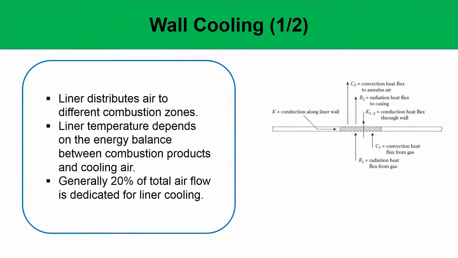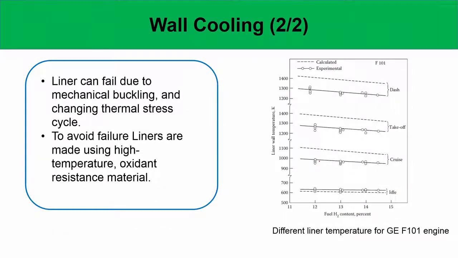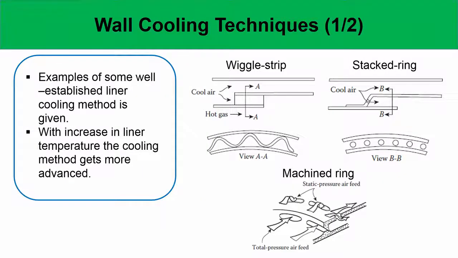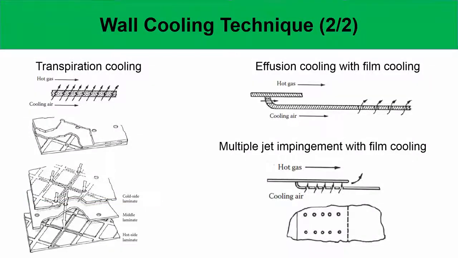So, when you design for wall cooling, you have to consider convection, conduction, and radiation, and a liner can fail if the wall cooling is not proper. A liner can fail due to thermal stress cycles, and to avoid failure, liners are made of high temperature oxidation resistant materials because there is a strong oxidation environment. And as you see, at different times your liner wall temperature can vary differently, so it must be able to take very high thermal stress cycles and fatigue. So that is one very important thing, and there are different types of cooling like wiggle strips, tracked ring, wall cooling methods, and then you can have transpiration cooling, effusion cooling.